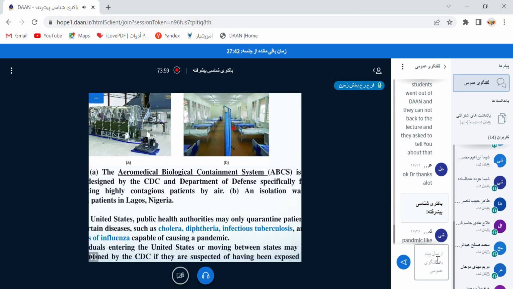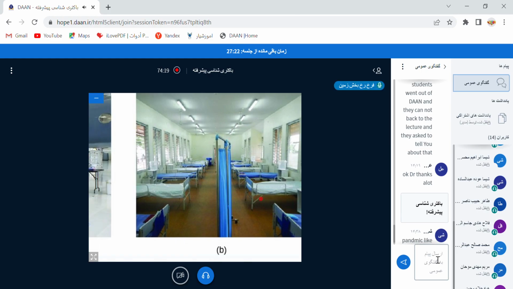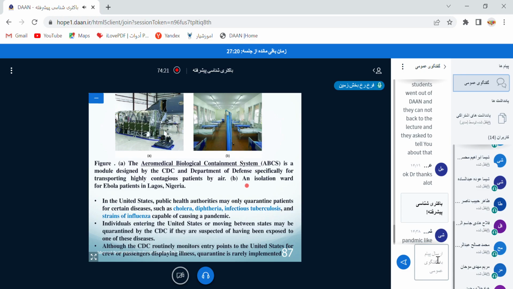B, an isolation ward for Ebola patients in Lagos, Nigeria. You can see over here. So it is a hall in a hospital with limited going and coming back. Only personnel equipped with mask and cover can go there. And the infected people are hospitalized in such a place. An isolation ward for Ebola patients in Lagos, Nigeria.